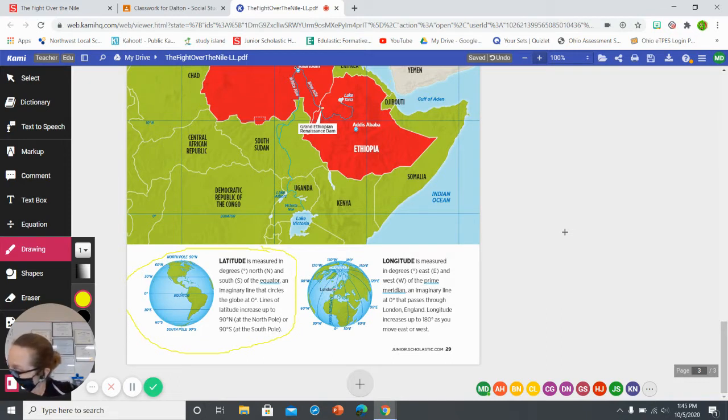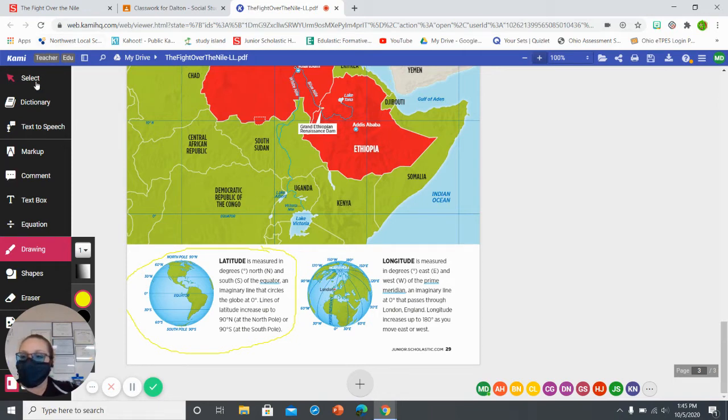Number 2, it says, what lines on a map are used to measure distance east and west of the prime meridian? So what lines on the map are used to measure east and west of the prime meridian? I would stay down in this area to find that out. What kind of lines do that? East and west of the prime meridian. Look for the word prime meridian down here at the bottom of page 29.